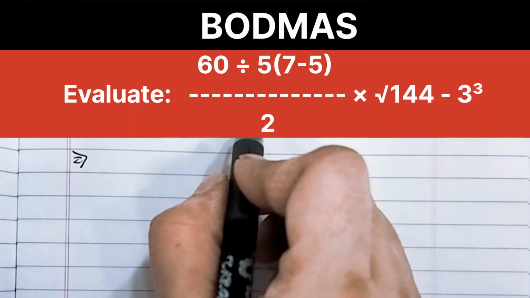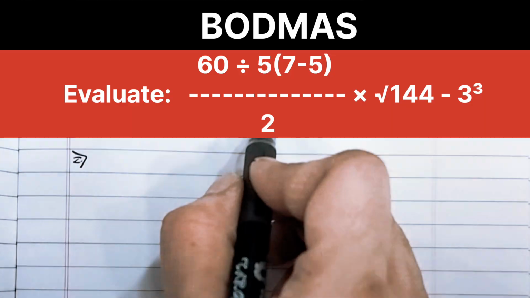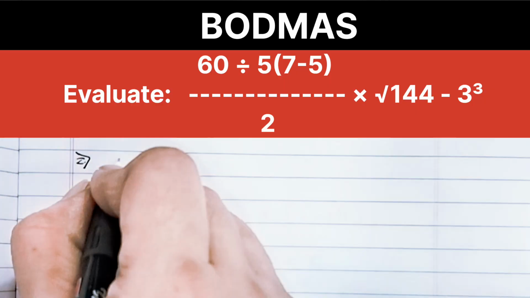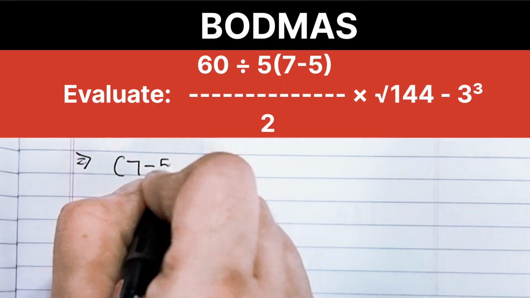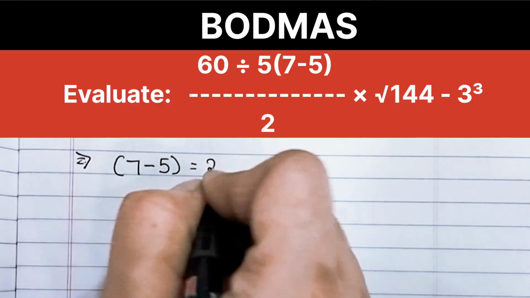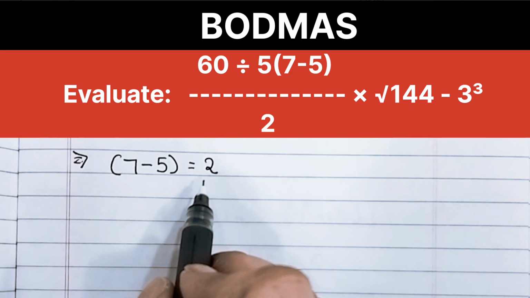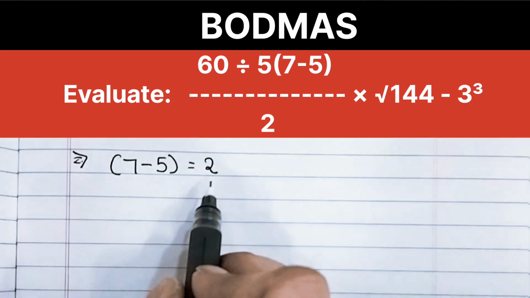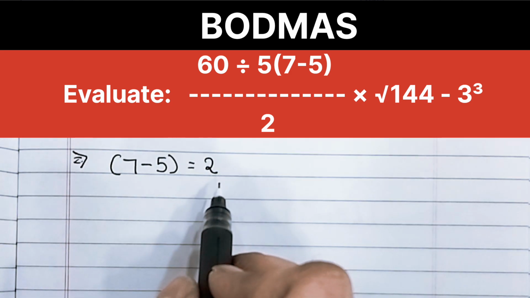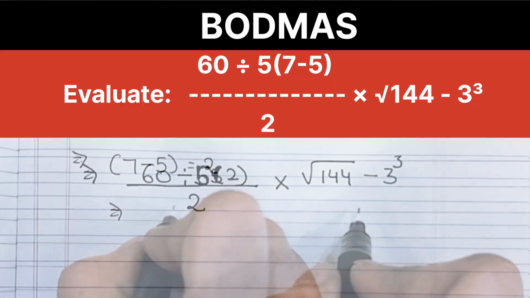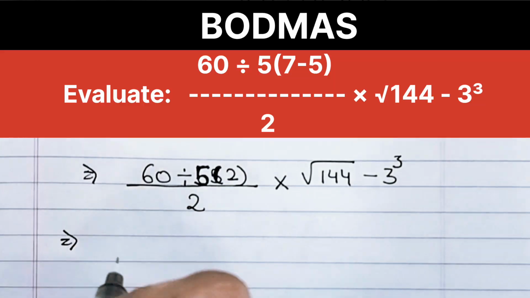So first we solve the brackets. We solve the operation inside the parentheses. As you can see, 7 minus 5 equals 2. The reason is brackets always take the top priority to group internal operations. So now the expression becomes... Second step, we solve orders.